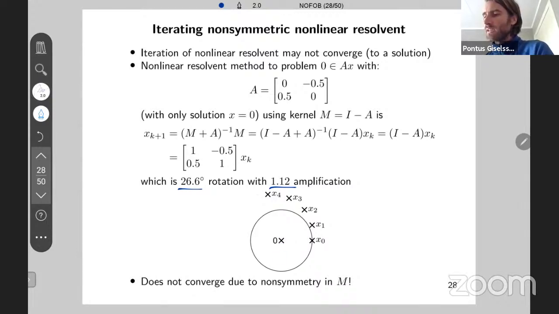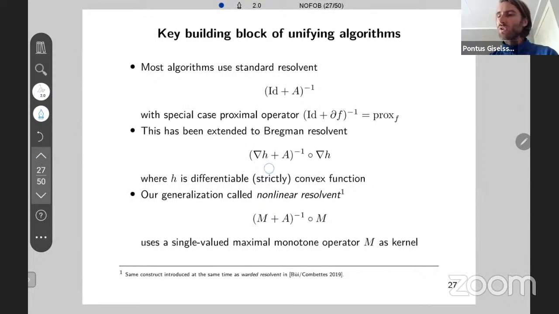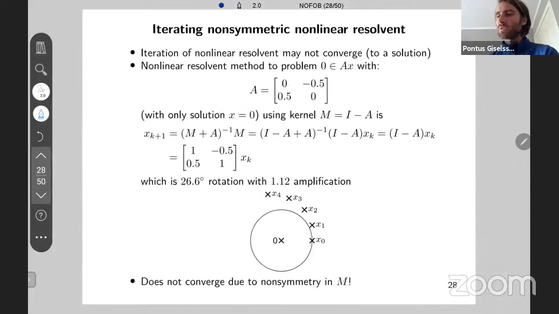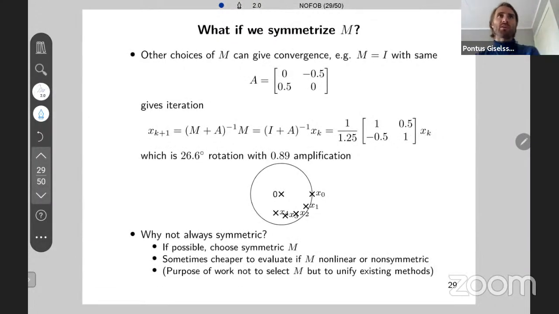If we iterate this a few times, we get a trajectory like this, spiraling outwards because of the rotation and amplification. It might be spiraling in the other direction; there might be a sign error somewhere. But M is linear, A is linear, everything is linear, and the non-symmetry in M can make the iteration not convergent. So there is a problem with having non-symmetric M. The gradient of h is nonlinear, but it's always symmetric. If it's not symmetric, we need to do something to ensure convergence of the method anyway. We will get back to that.